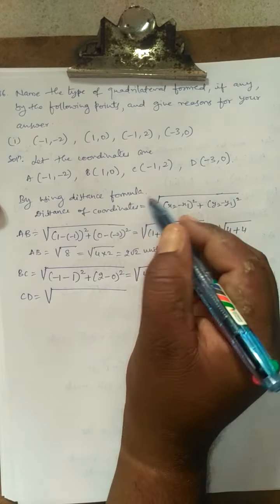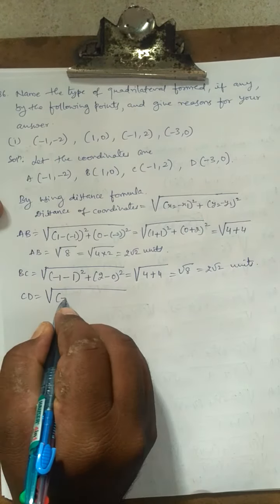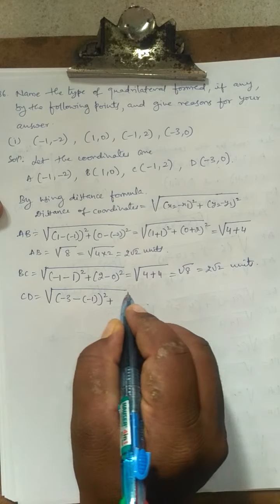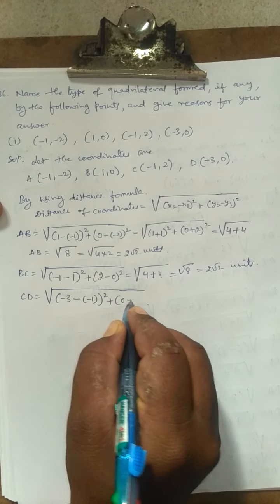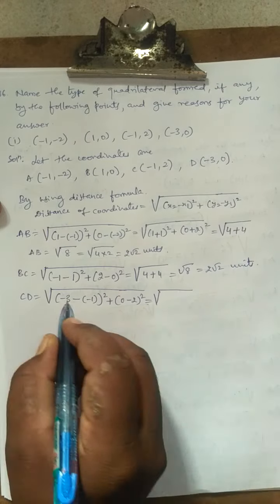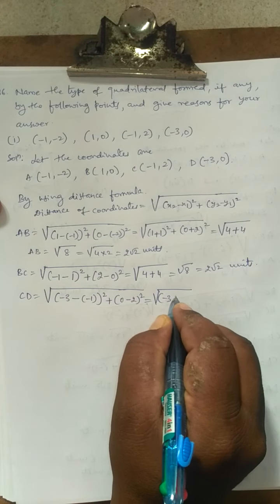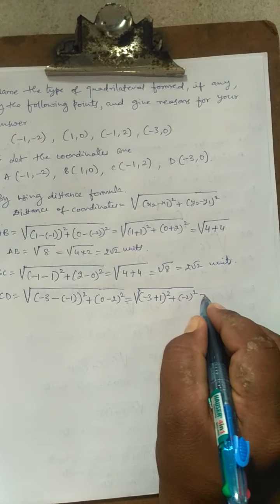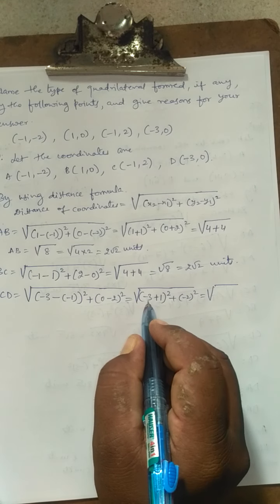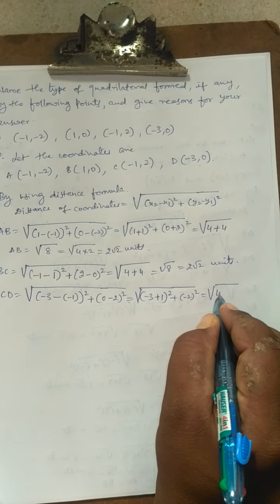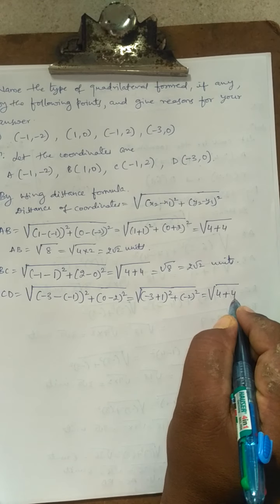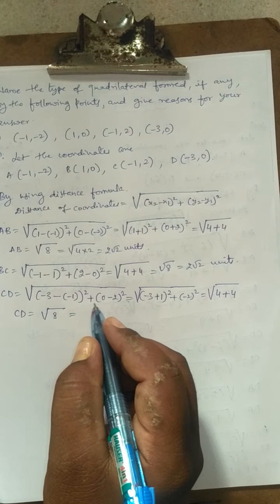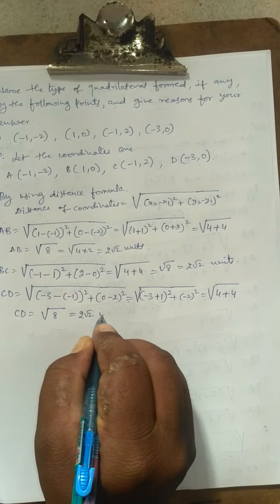CD is under root. Now this is the first coordinate, this is the second coordinate. So we write: (-3 minus of -1) whole square plus (0 minus 2) whole square. This is equal to under root (-3 plus 1) whole square plus (-2) whole square. Minus 3 plus 1 is minus 2. Minus 2 square is 4, plus minus 2 square is 4. So CD is equal to root 8. Root 8 can be written in the simplest form as 2 root 2 units.